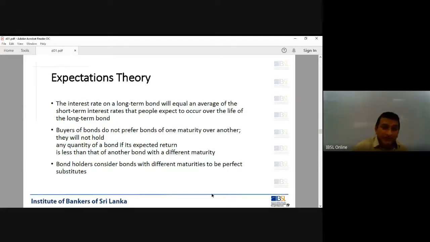I hope it's clear. What the expectation hypothesis says is that long-term interest rates are nothing but the average of short-term interest rates that occur across the lifetime of the long-term interest rate that you are looking at. So if you are looking at a long-term asset like a bond, that bond's interest rate today is no different to short-term bond interest rates across the lifetime of that bond. We will come to the examples, then it will become much clearer.